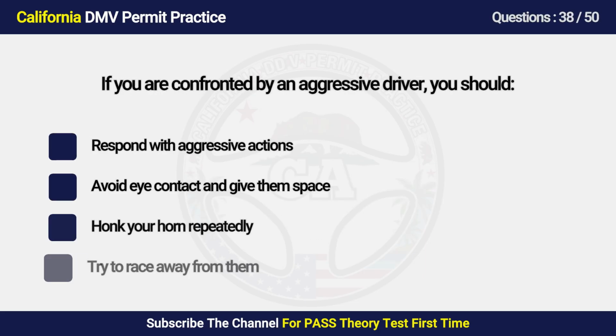Question 38. If you are confronted by an aggressive driver, you should A. Respond with aggressive actions. B. Avoid eye contact and give them space. C. Honk your horn repeatedly. D. Try to race away from them.